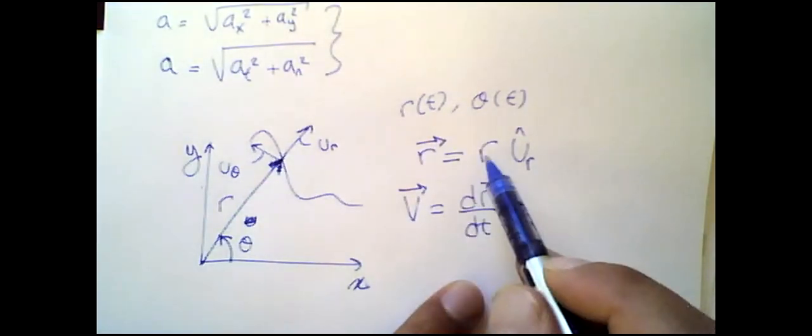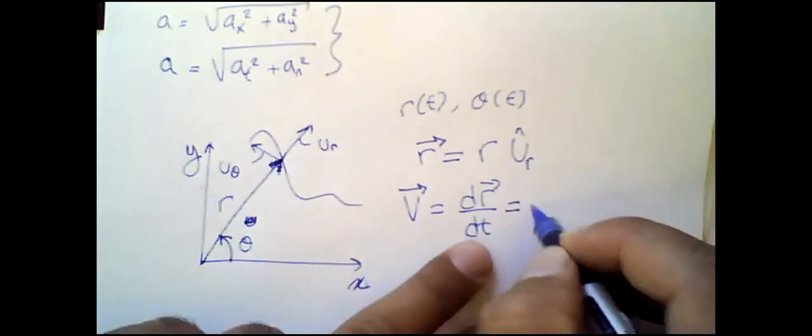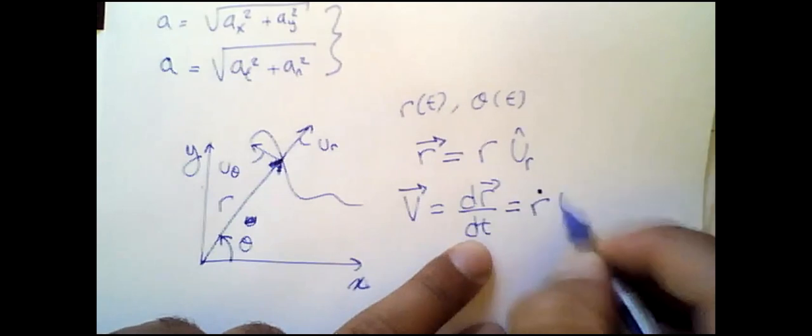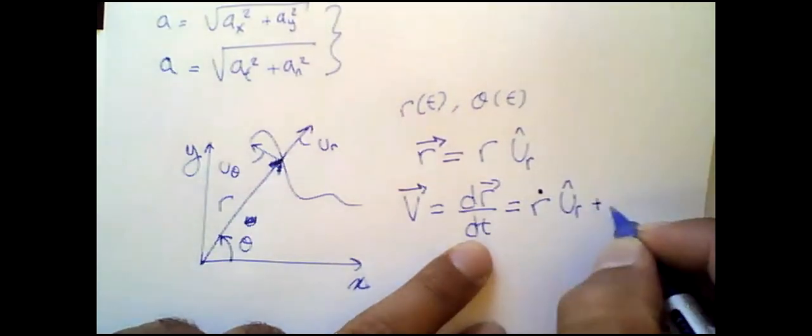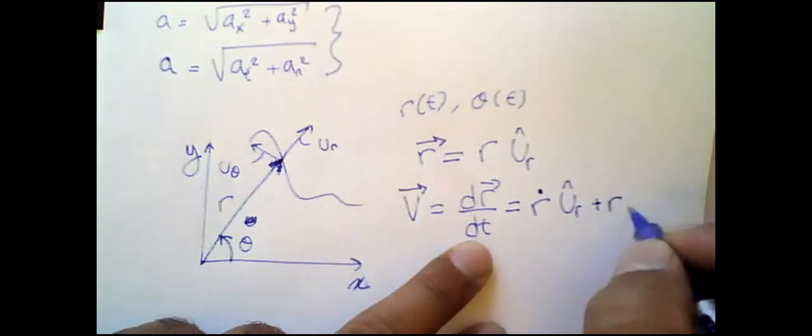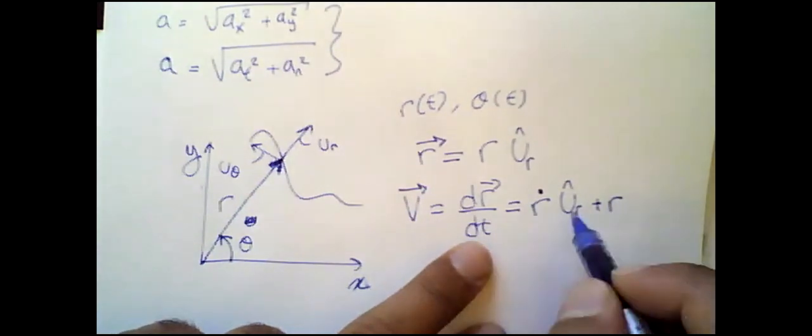Remember, you have R as a function of time. So you have to use the chain rule of differentiation, right? So the derivative of this is going to be equal to what? R prime UR. Exactly. So R prime UR plus R.